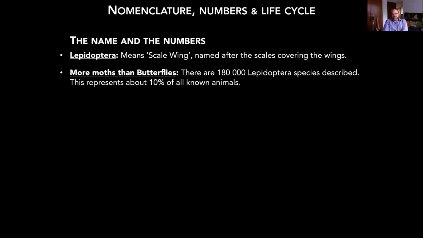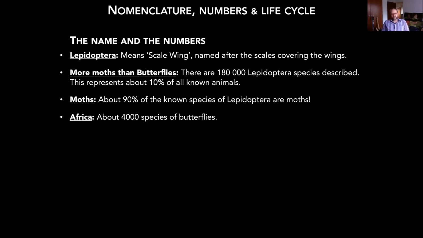But among these, 90% are moths. So butterflies themselves are in a way almost like a day-flying moth. They're a little subgroup of a larger group of moths. And in Africa, there are about 4,000 species of butterflies. And in West Africa, which is my own focus, there are about 1,500 species of butterflies. To put that in context, in the UK, where I'm talking now, we're talking about 50, 60 species. So there's an enormous difference.